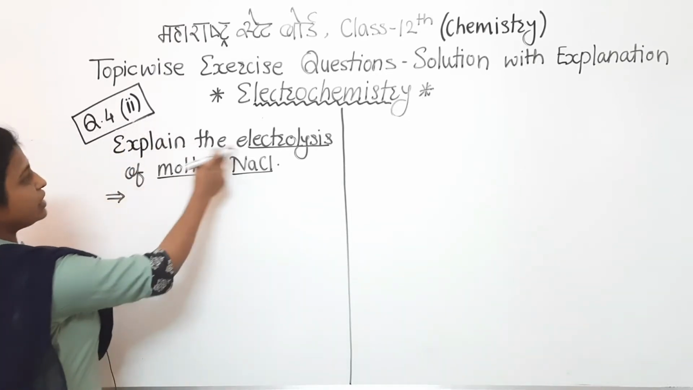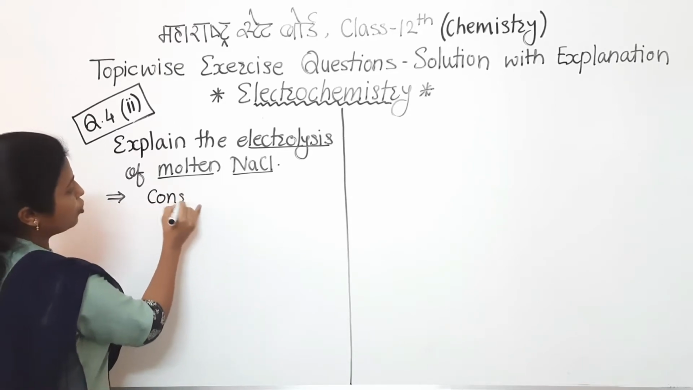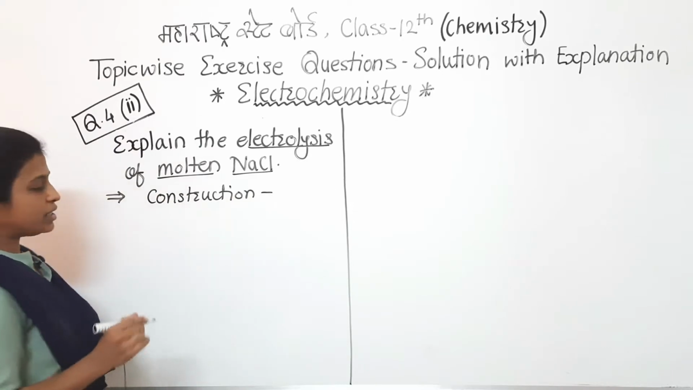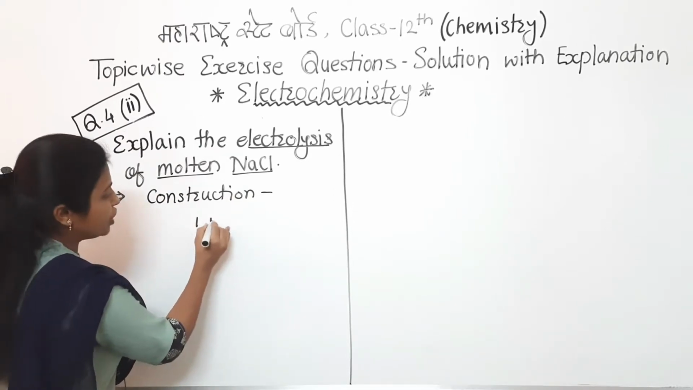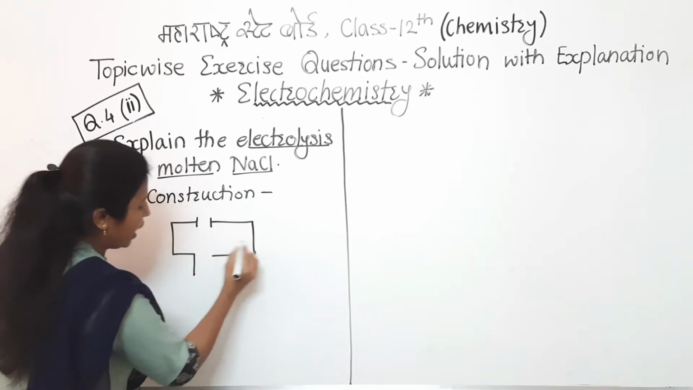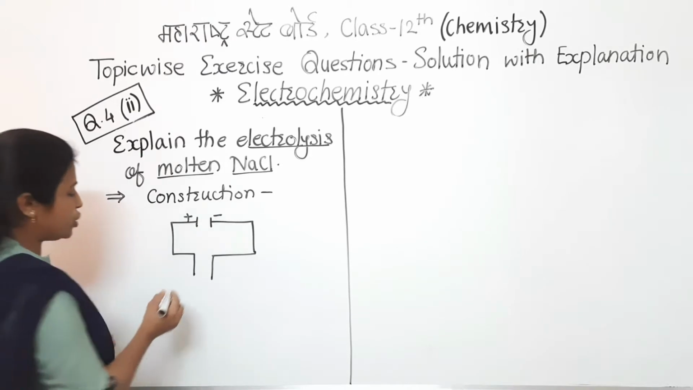So now see here, explain the electrolysis of molten NaCl. So what is the construction part, or what is the exact diagram for the electrolysis of molten NaCl? As we know, we have to connect the electrodes to the battery, and to that battery one positive terminal is there and one is the negative terminal.